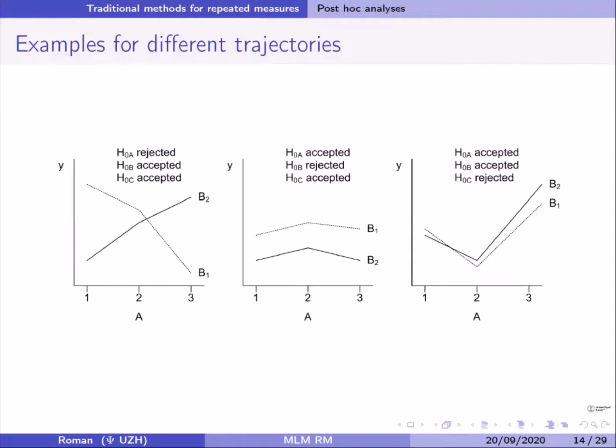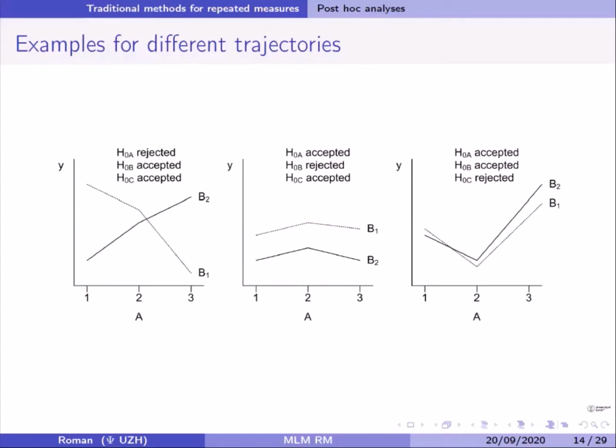H0B is accepted. The null hypothesis is accepted. Why? Well, if we completely disregard time here, we see that these groups have the same mean. So if this is a score of 3, this is a score of 2, and this is a score of 1, if we sum those up, we have 3 plus 2 plus 1, 6. The mean of group 1 is 6. Here, 3, 2, 1, 6. Again, same means for the two groups, therefore H0B is accepted, the null is accepted.